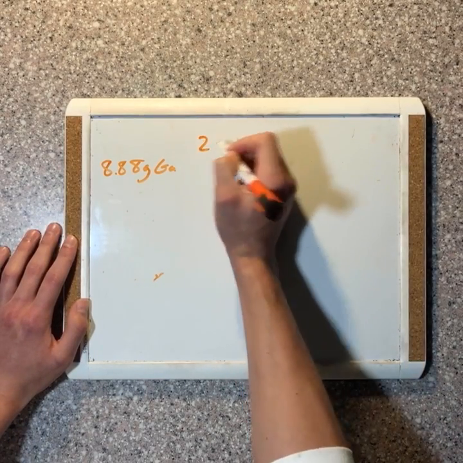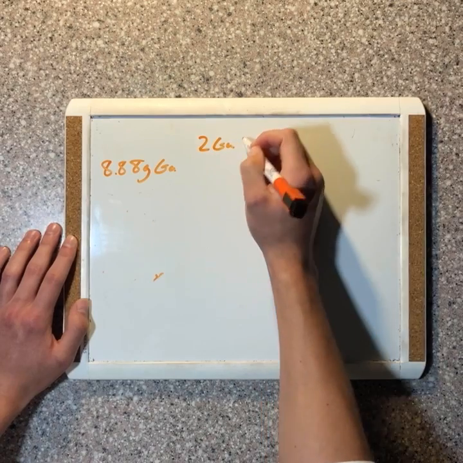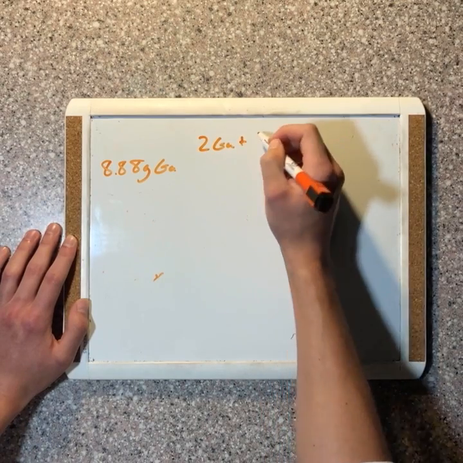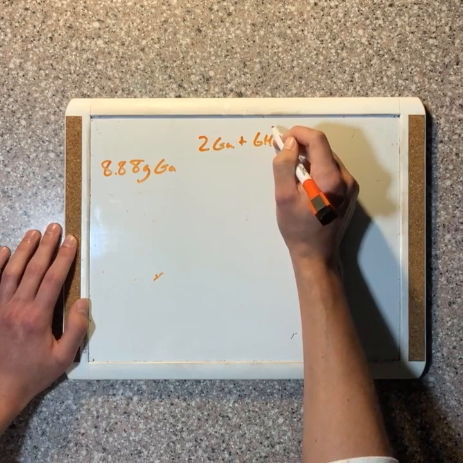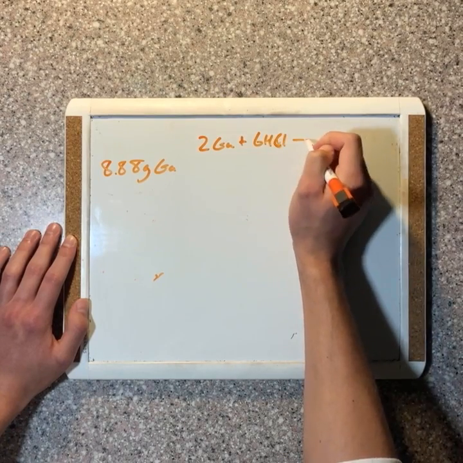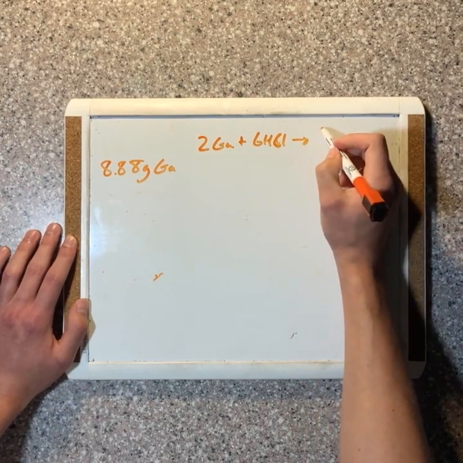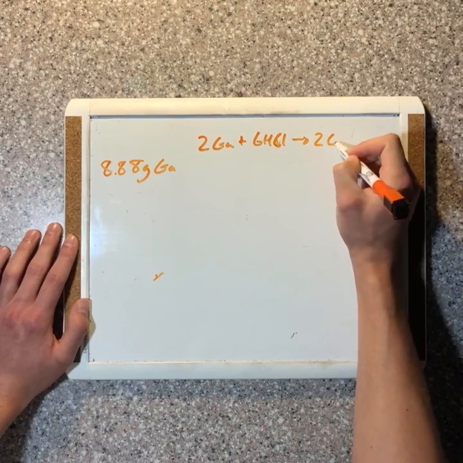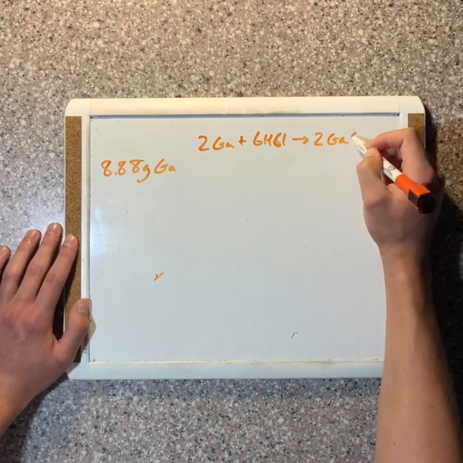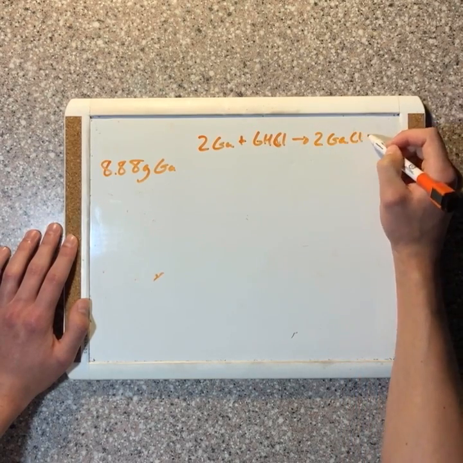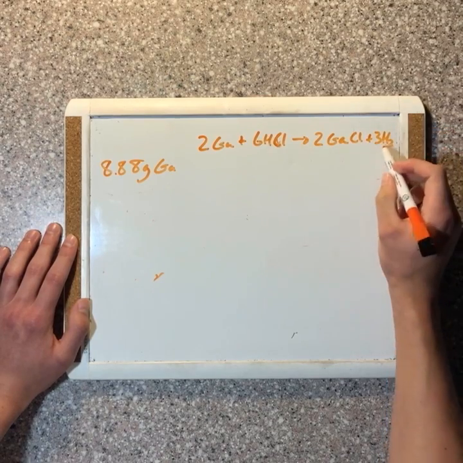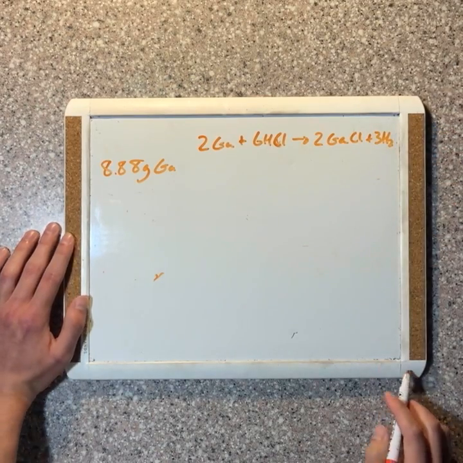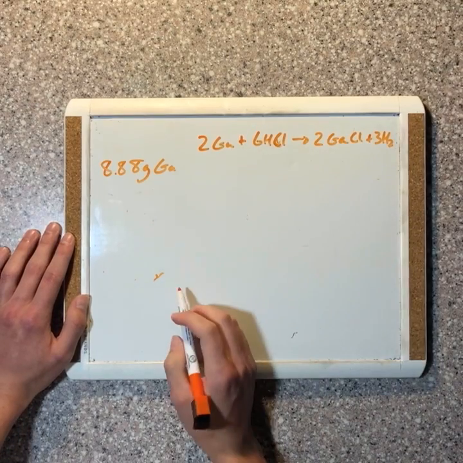The reaction for this is 2Ga plus 6HCl yields 2 gallium chloride and 3H2 diatomic hydrogen gas. All right, so that's our chemical reaction.